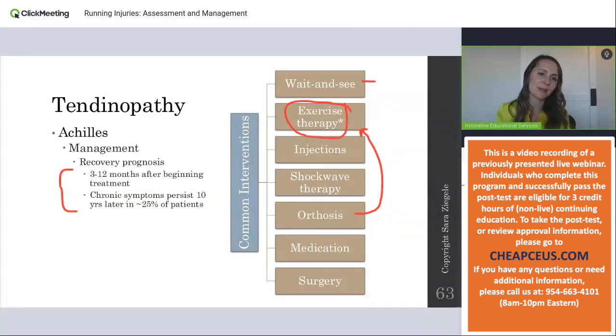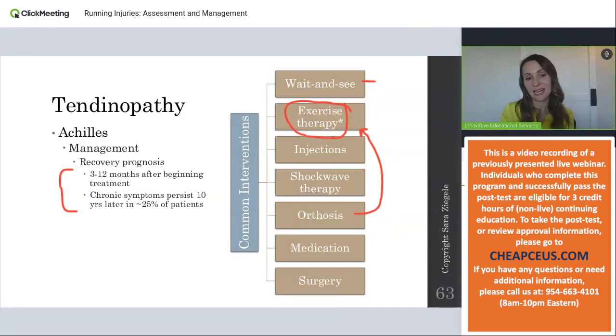So 3 to 12 months after beginning treatment is when a patient would expect to see resolution of symptoms. So if someone is coming into you with Achilles tendinopathy, it's probably not realistic to give them that 6 to 8 week timeline, because quite realistically, they will get frustrated and then consider themselves to have failed therapy when they really should have given it longer based on the prognosis.